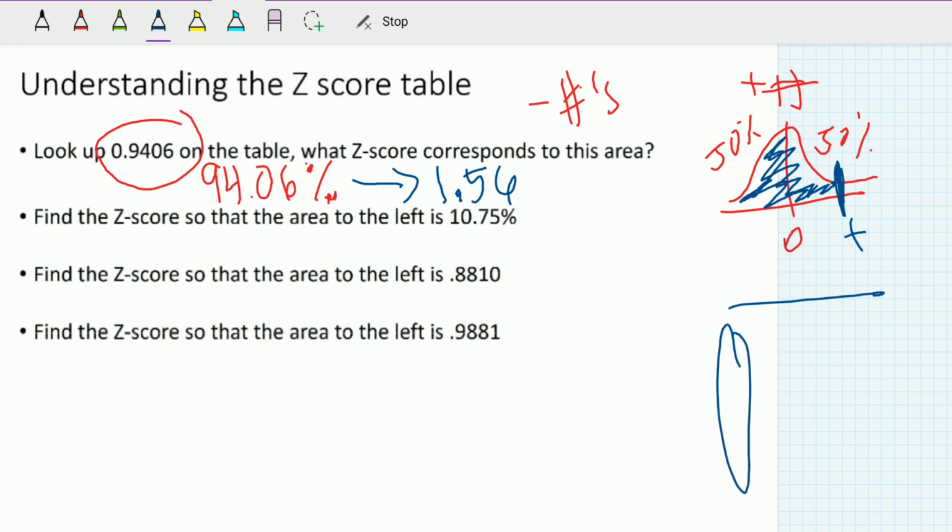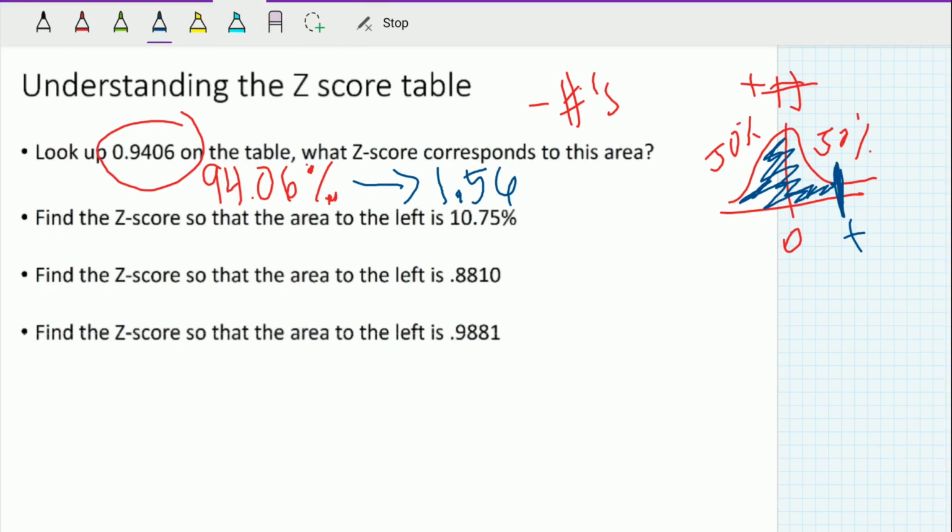The numbers on the left side basically give us the integer plus the tenths, and the numbers on the top of the table give us the hundredths. All right, in the next problem, it says find the z-score so that the area to the left is 10.75%. After looking through the z-score table, you should have gotten negative 1.24.